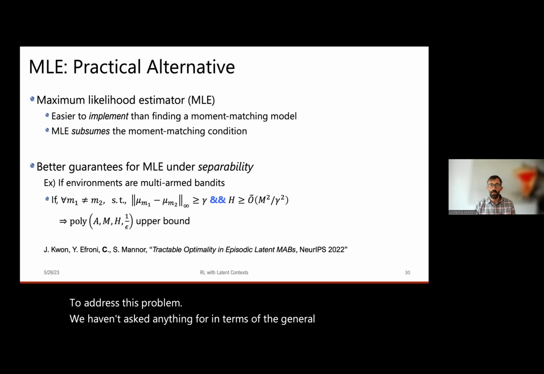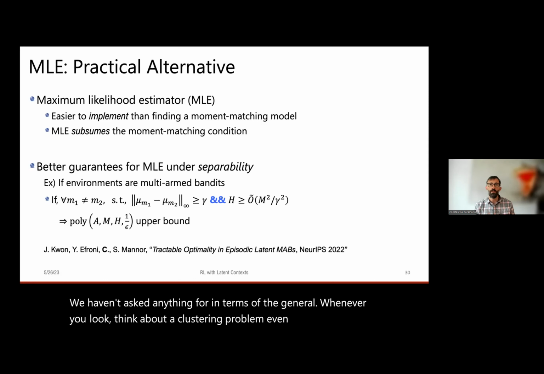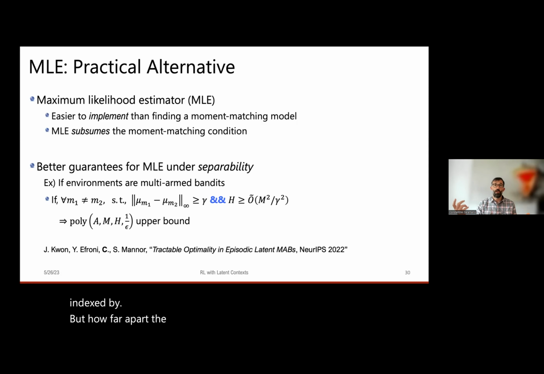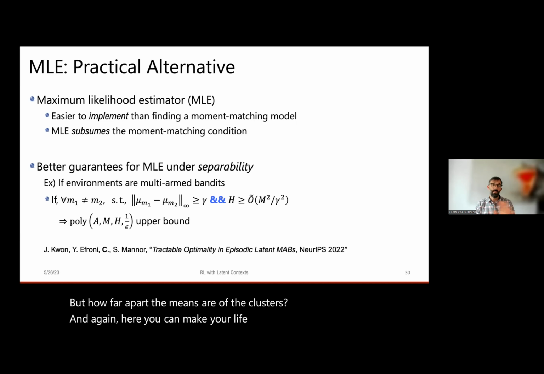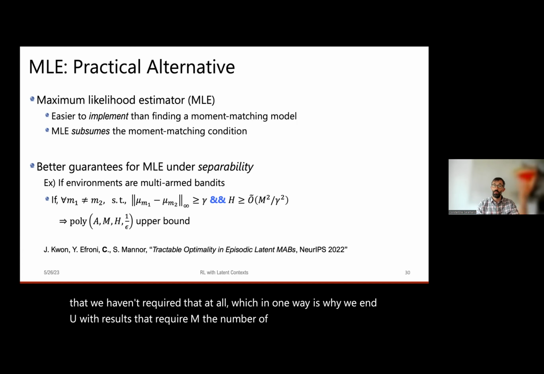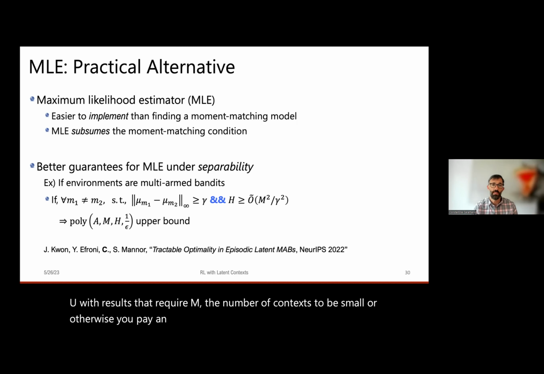Whenever you think about a clustering problem, even clustering Gaussian mixtures, usually hardness results are indexed by how far apart the means of the clusters are. And here you can make your life easier in that way. Notice that we haven't required that at all, which is why we end up with results that require m, the number of contexts, to be small, or otherwise you pay an exponential price in m.